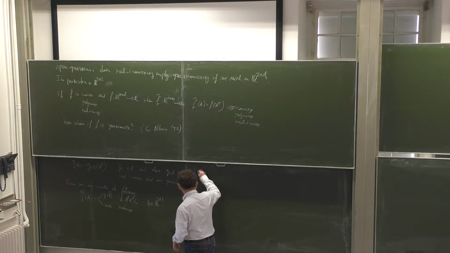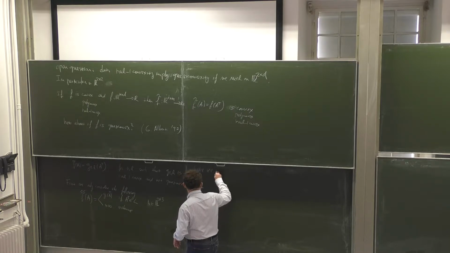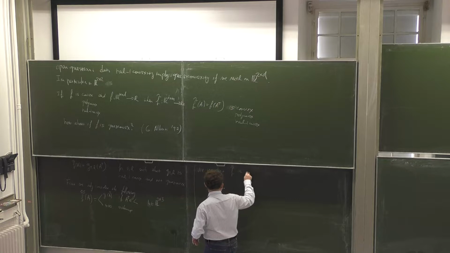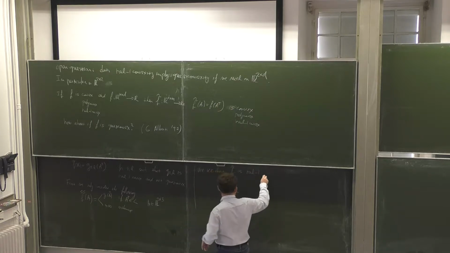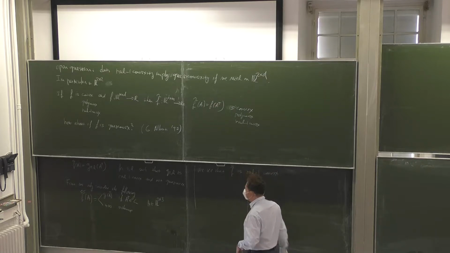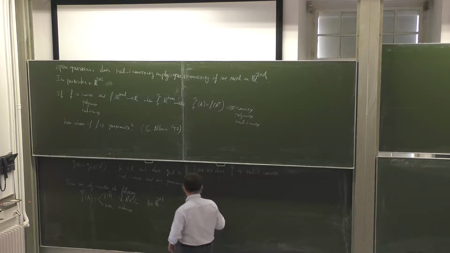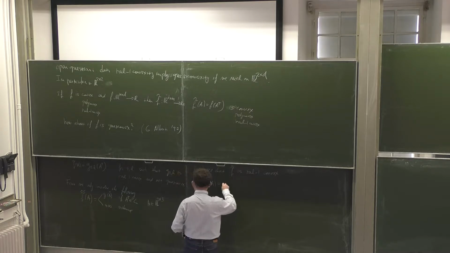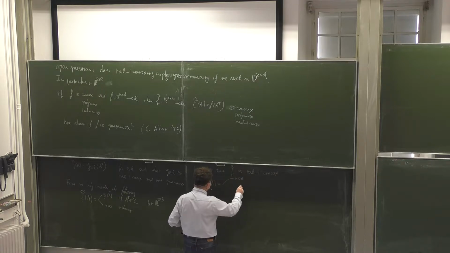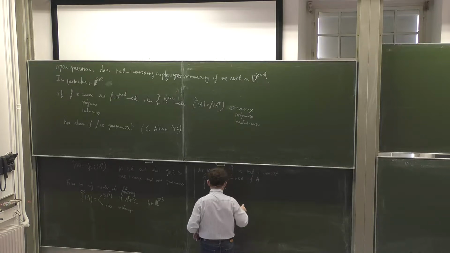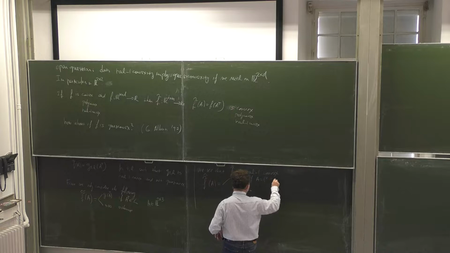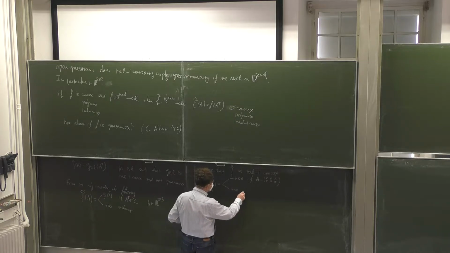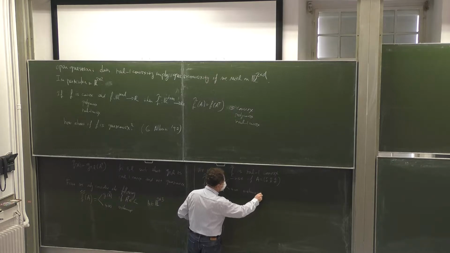Then we see that f tilde tilde is rank 1 convex, because f tilde tilde of A equals minus rst if A is of the form (r 0; 0 s t), and plus infinity otherwise.